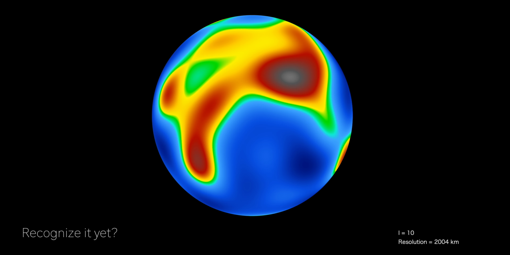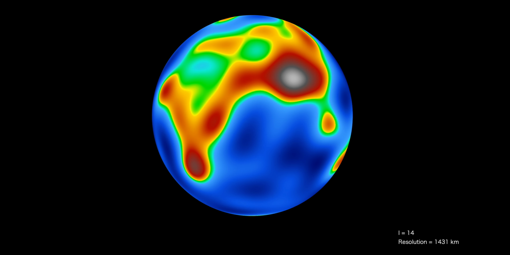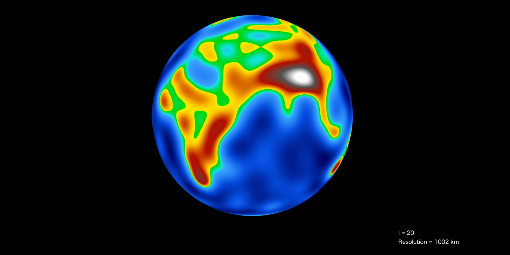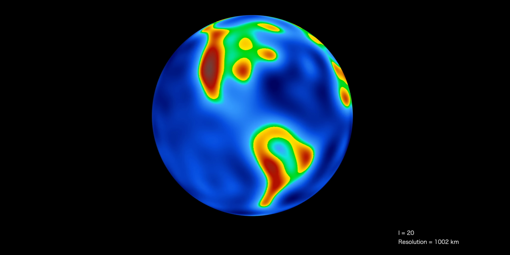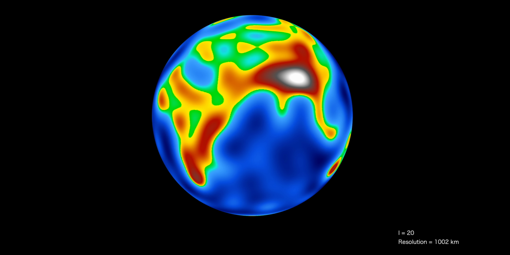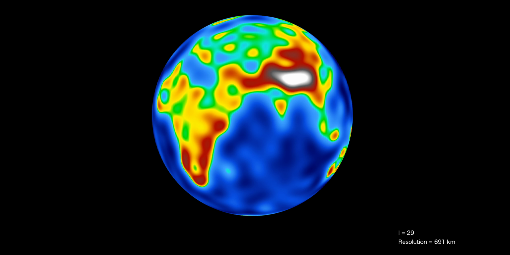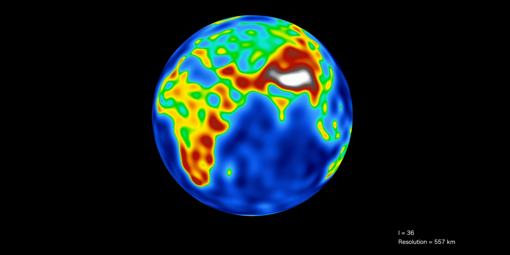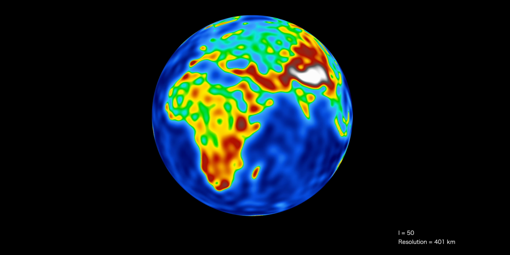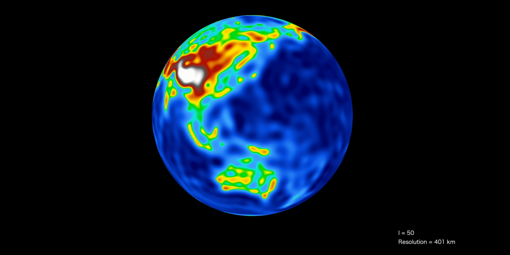Okay, let's add a few more and pause again at L equals 20. I'm guessing that for most of you things are beginning to look pretty familiar, though admittedly one feature towards the bottom does look more like a fidget spinner than anything else. By L equals 50, the global picture is clear, so to speak.